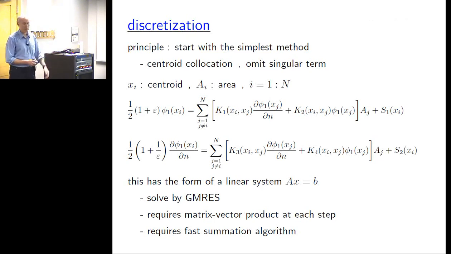If you evaluate an integral of x dx from a to b using the midpoint rule, this is the analog for a triangulation. The singular term we omit. Okay, so xi, these are the centroids of the triangles. Ai is the area of each triangle. And here are the integral equations again. You can see that, but now this is evaluated at the centroid of the ith triangle. And the integral is replaced by a sum. J not equal to I means we have omitted the singular term. So this truly is the simplest discretization we can think of.